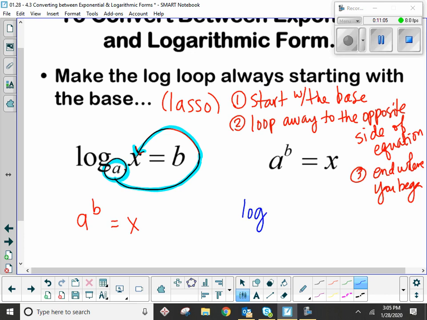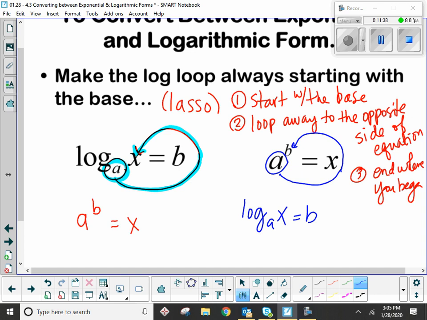And step one, start with the base. What's the base here? A. If I'm looping away to the opposite side, am I going to go to the right or to the left? I'm on the left side. What's the opposite? Right. So I loop around this way. So I've got log base a of x equals d, wherever you ended up.